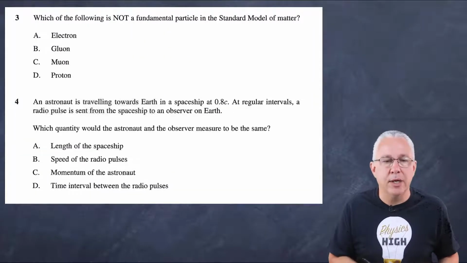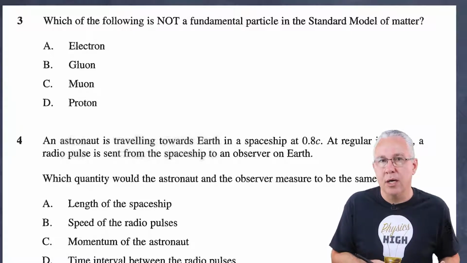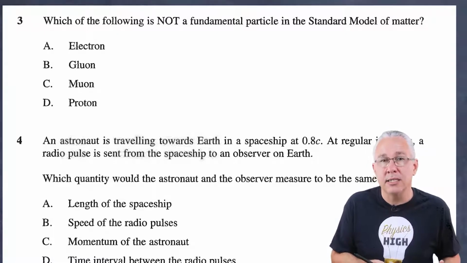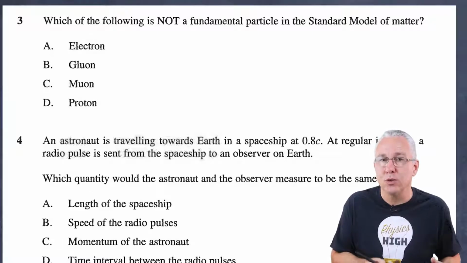Question number 3. Which of the following is not a fundamental particle in the standard model of matter? Now, this is a simple recall question, and in essence it's asking, what is the standard model? Basically, particles are made up of quarks and leptons, and then there are force particles, which are referred to as bosons. Protons and neutrons are examples of hadrons, that is, they are made up of 3 quarks.